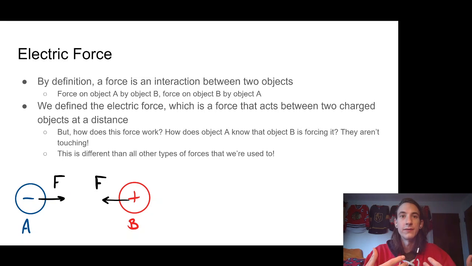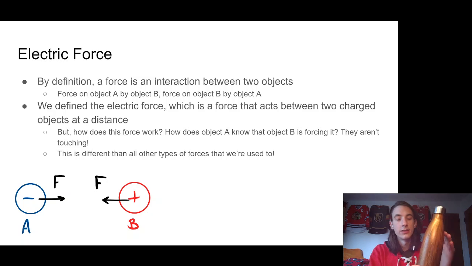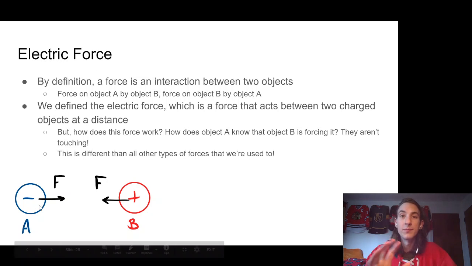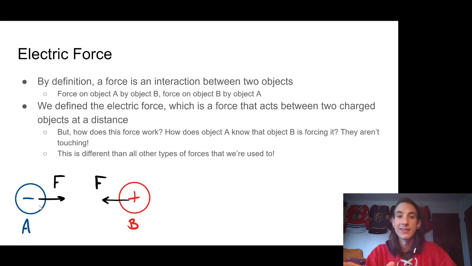So we talked about electric force. And we said that by definition, forces are interactions between two objects. You need two objects to have a force. So like when I lift a water bottle, I'm acting on the water bottle. We have these two objects. So in the case of electricity, we have here my object A and my object B. Object B is going to feel a force from object A, and object A is going to feel a force from object B.